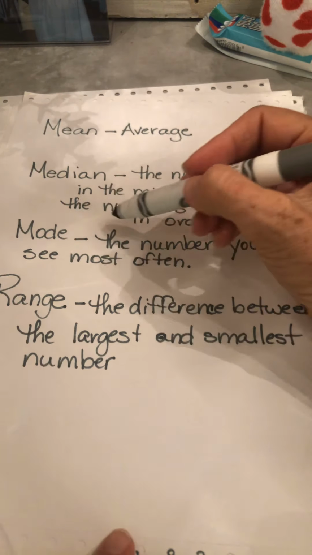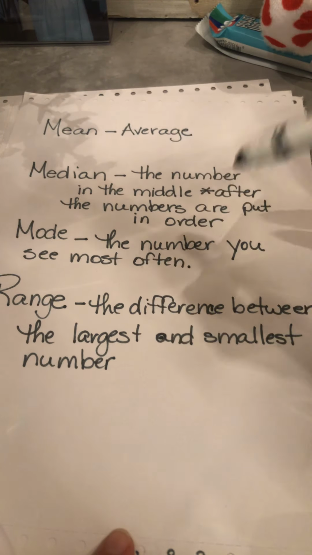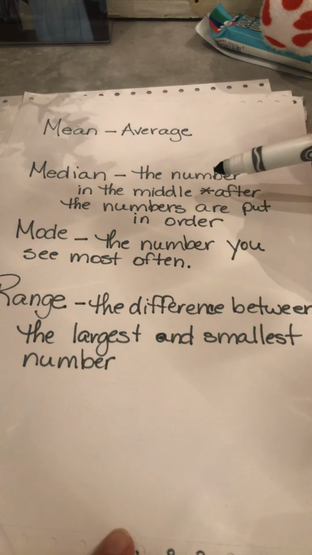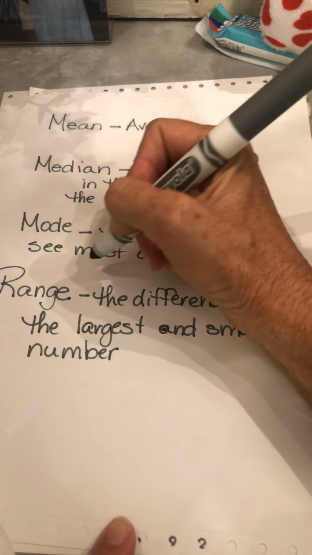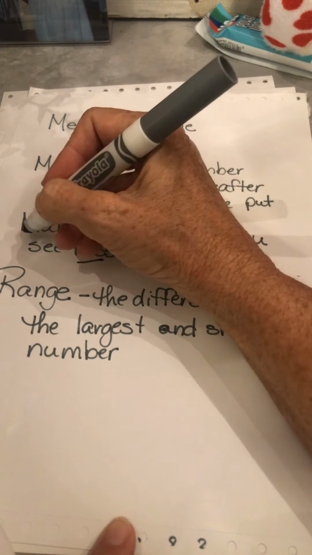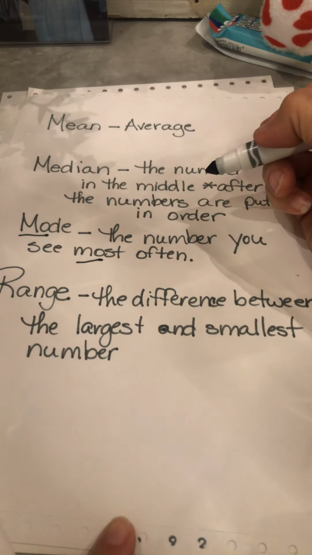But we're going to talk about this when we practice it. The numbers have to be in order to figure out what the middle number is. Mode. Mode is the number you see most often. Look how they kind of sound the same in the beginning, mode and most.